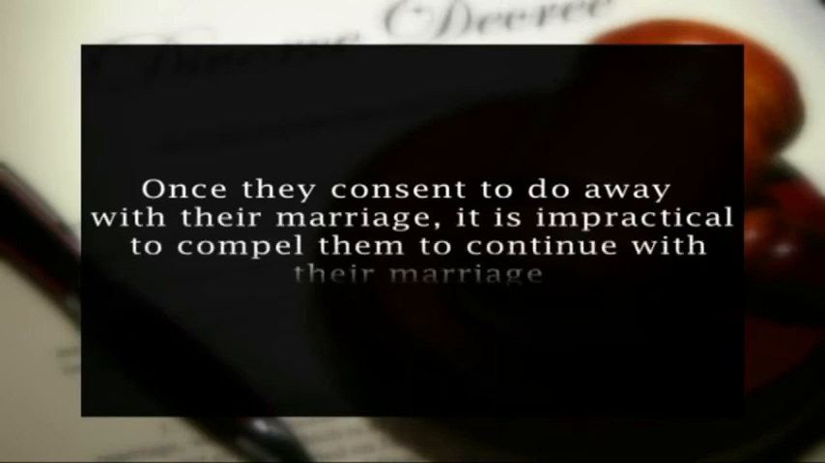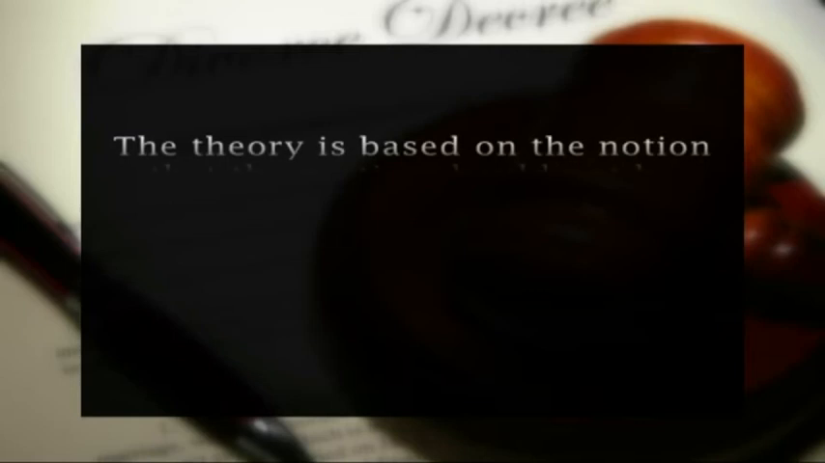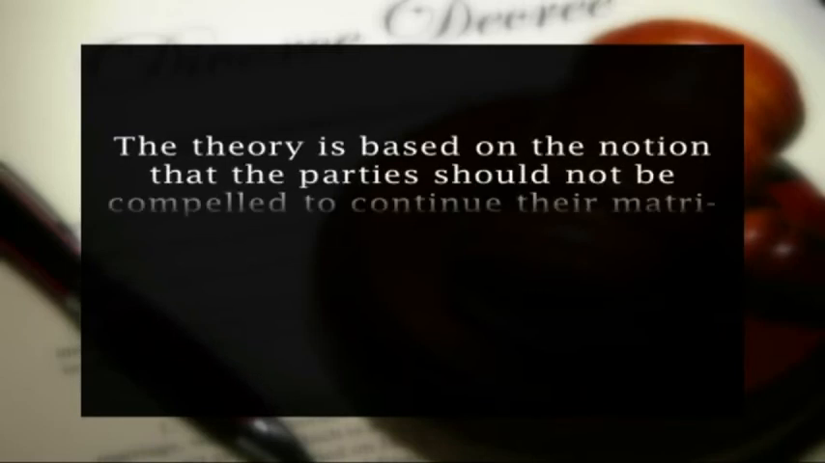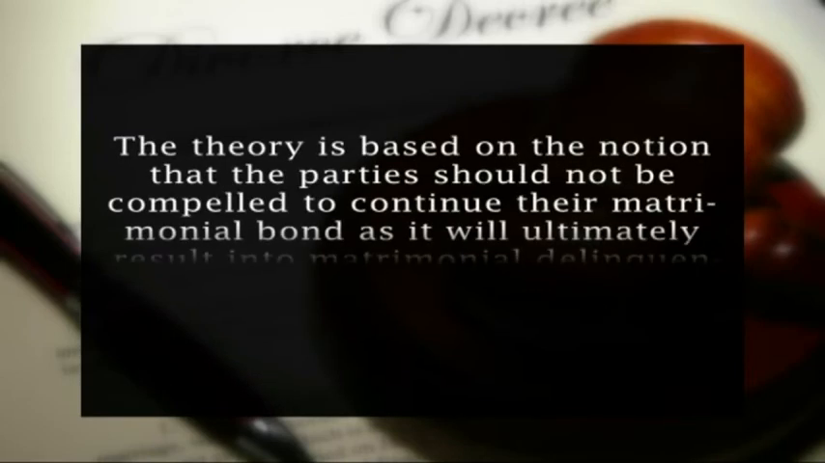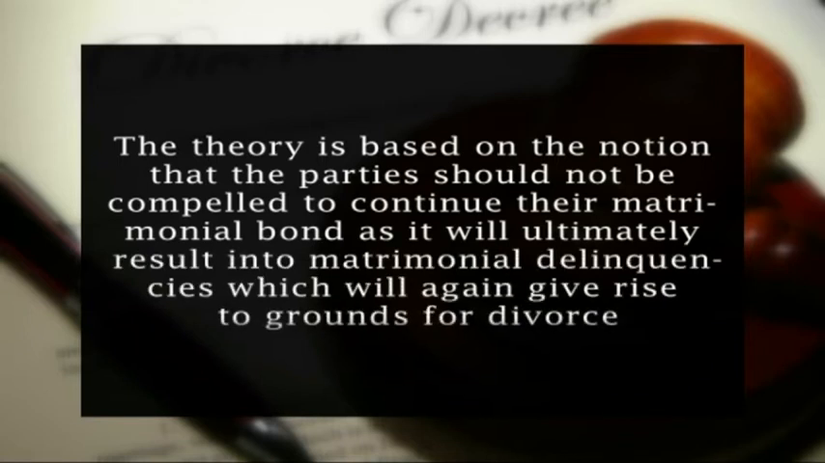Once they consent to do away with their marriage, it is impractical to compel them to continue with their marriage. Therefore, they should be allowed to resort to a simple way of coming out of the marriage. The way has been laid down by the consent theory of divorce. The theory is based on the notion that the parties should not be compelled to continue their matrimonial bond, as it will ultimately result in matrimonial delinquencies which will again give rise to grounds for divorce.